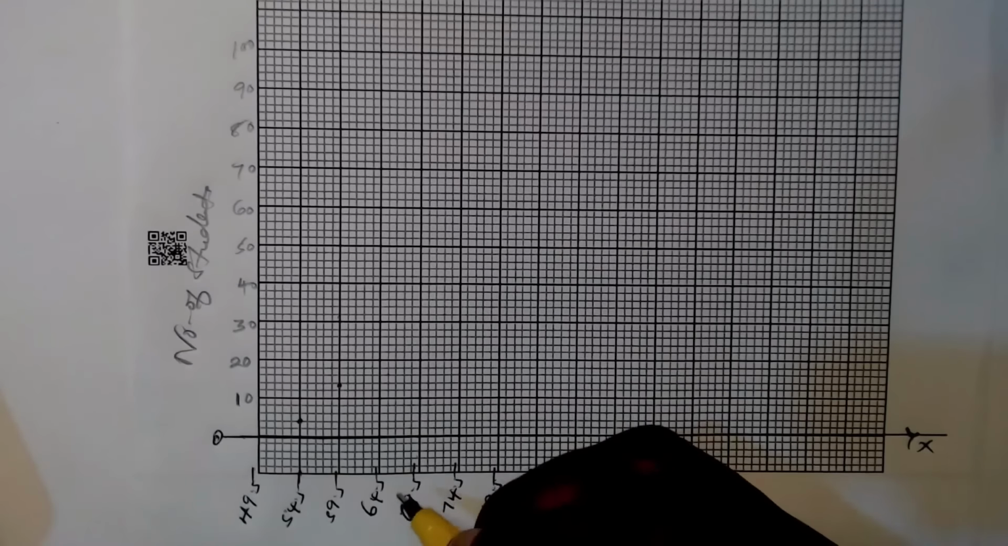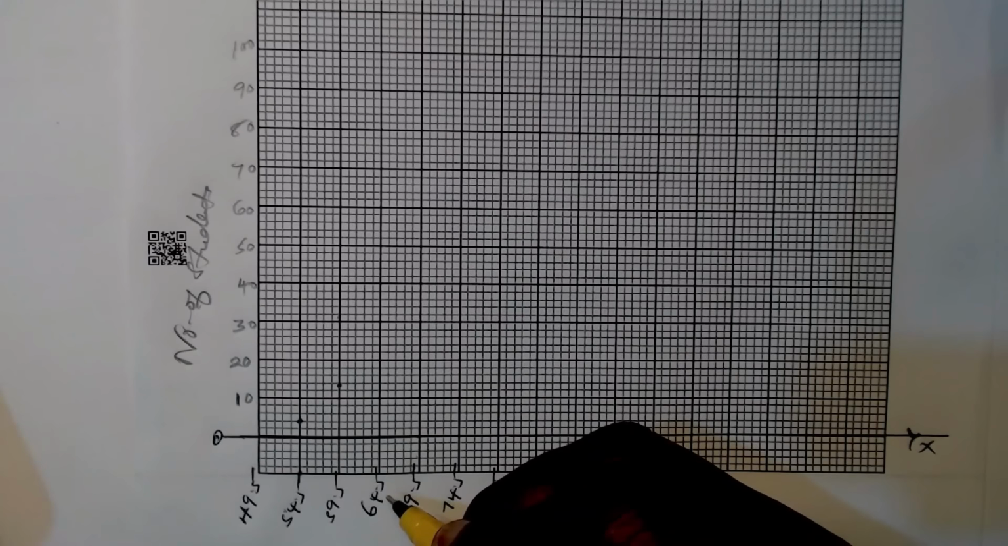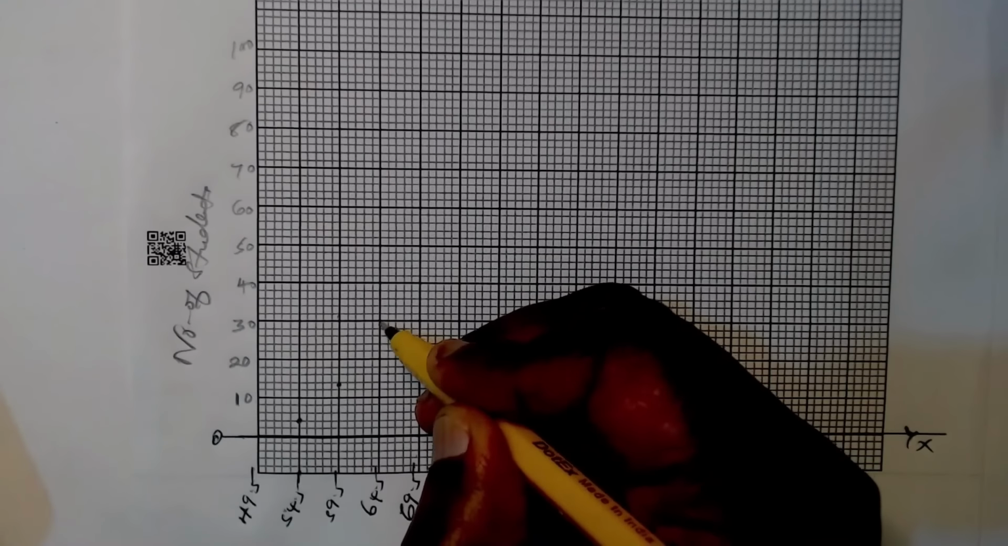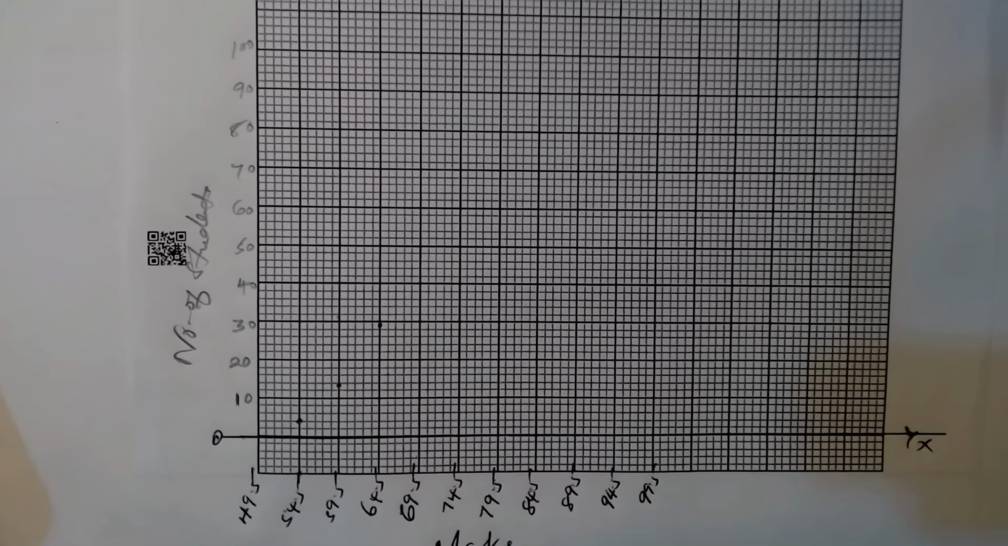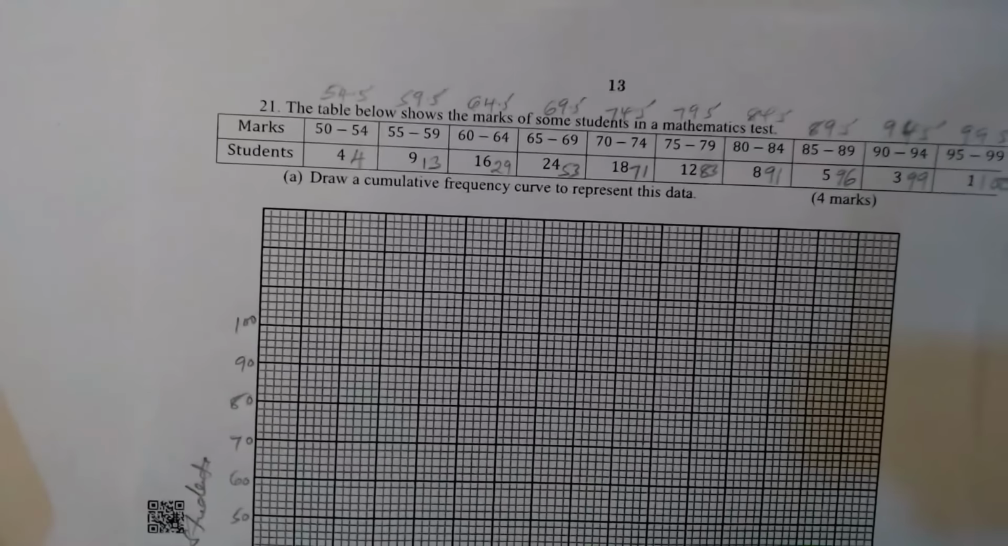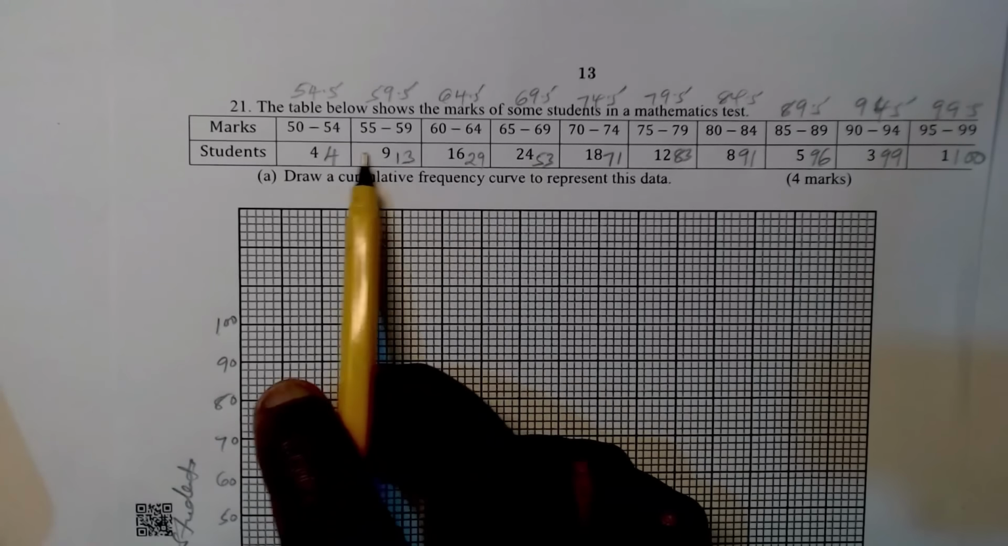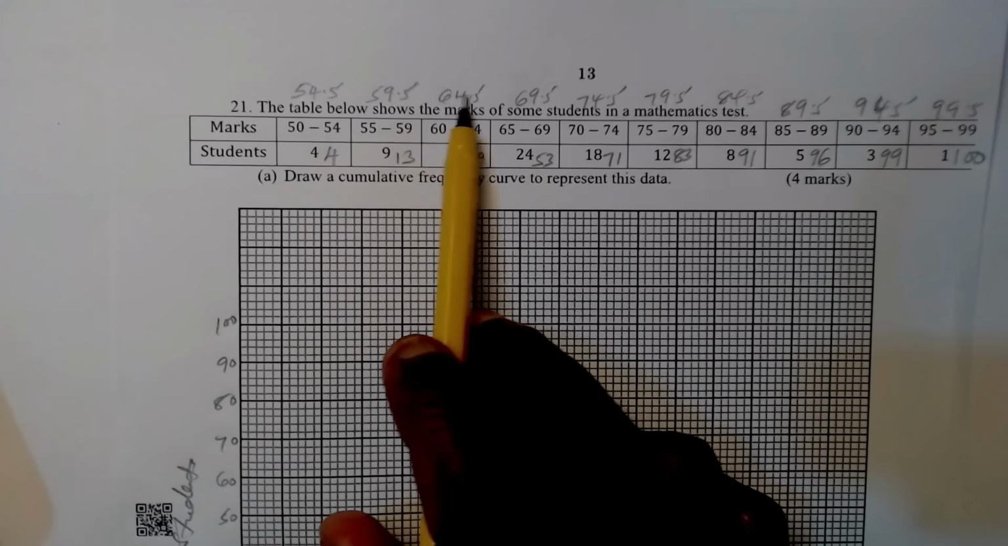Then the next one is 64.5, 29. So 29 will be there. Remember what I'm using to do this. I'm plotting the cumulative frequency on the y-axis against the upper class boundaries. That is what I'm using.